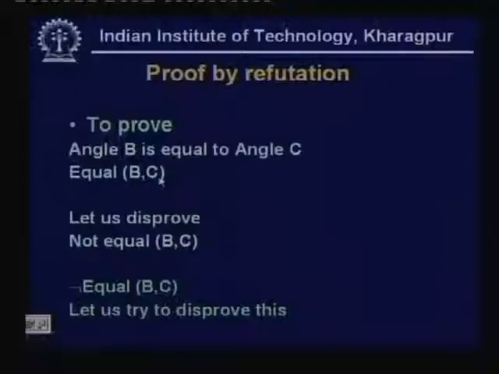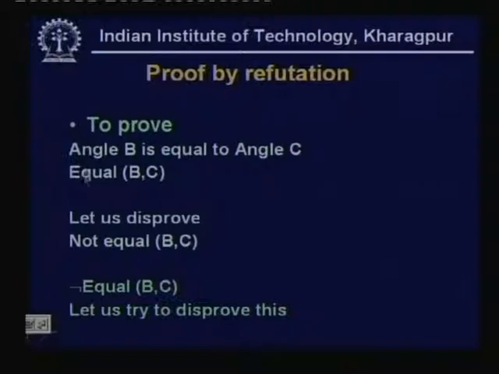So, in order to prove equal BC, we can also disprove not equal BC. If we can prove that not equal BC is false, that implies equal BC is true. Resolution actually tries to prove in that way.